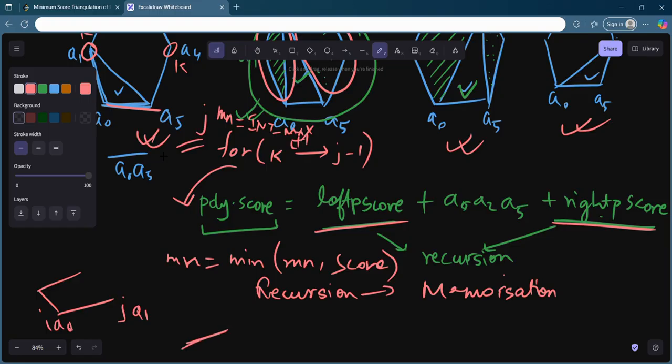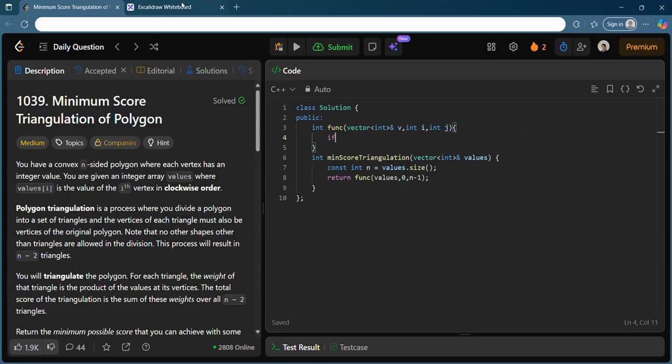J comes immediately after I. If this happens, you cannot form any triangle, right? If this is a0, a1, and this is I and j, you cannot form any k, you cannot place any k in between because they are consecutive. So you cannot form any triangle. So you can tell that if j minus I is less than or equal to 1, then return 0, because you cannot form any triangle with this 1 or even less. So I will tell that if j minus I is less than or equal to 1, return 0, not possible to form any triangle.